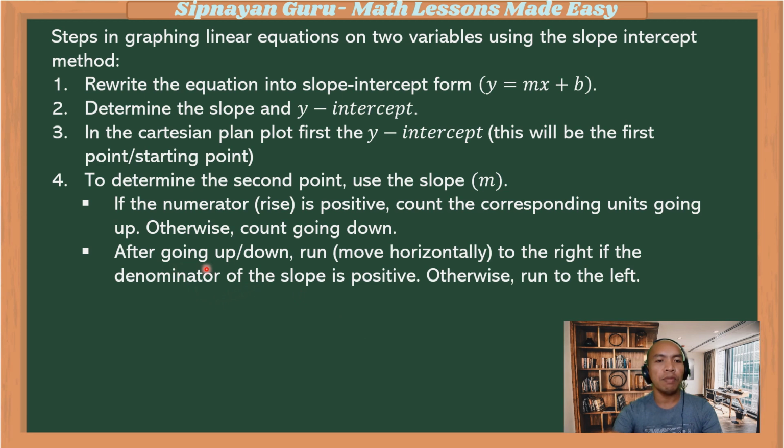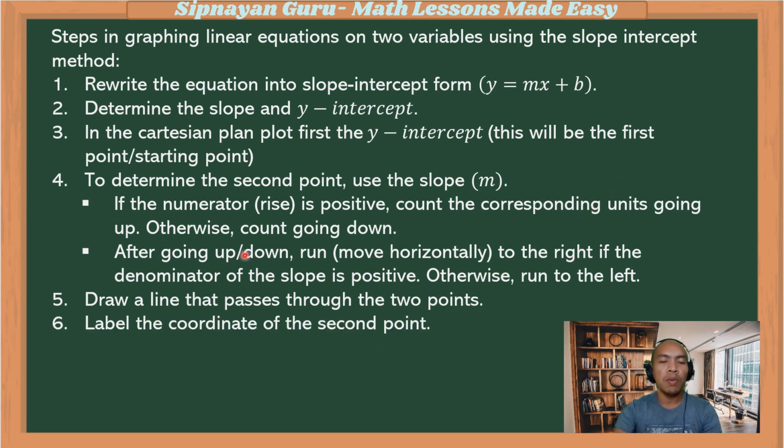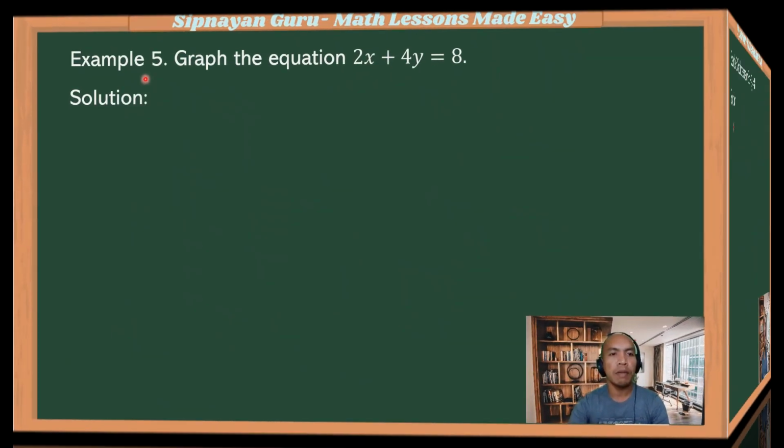Similarly, after going down or going up, we will move horizontally. This is our horizontal distance, which is the change of the x coordinate. We will move right if it is positive, and move left if it is negative. Then, since we already have the 2 points, we will draw the line that includes the y-intercept, and this is the graph of the equation of the line. We will just label the second coordinate. Now let's have an example.